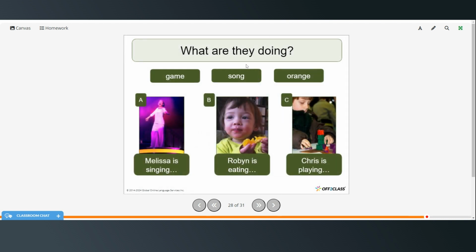All right, so what are they doing? Melissa is singing a song. Robin is eating an orange. And Chris is playing a game.